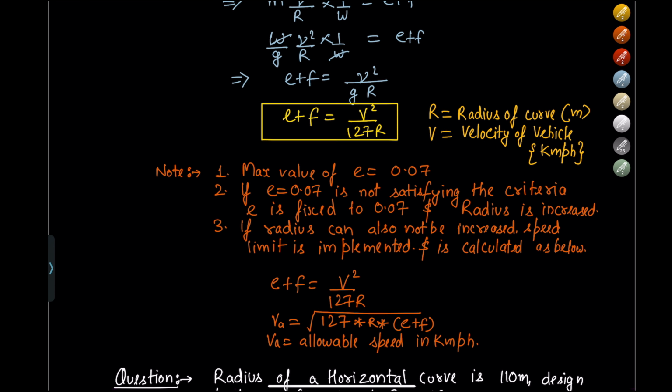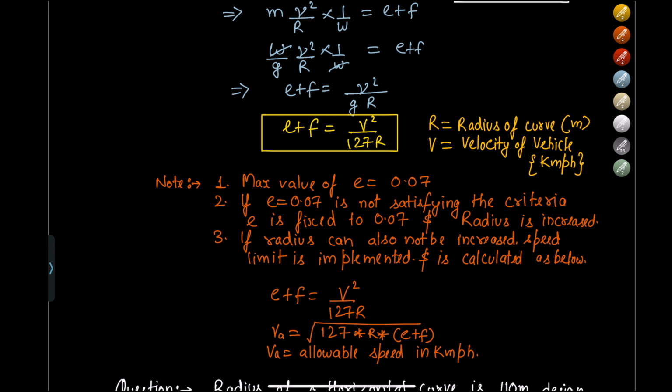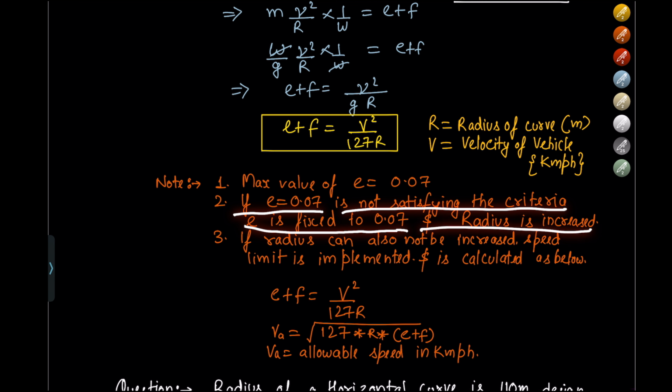Some things that we need to understand and note down about this: the maximum value of E that it can have is 0.07. It is exactly equal to 7% of super elevation. If E equal to 0.07 is not satisfying the criteria, E is fixed to 0.07 and the radius is increased.